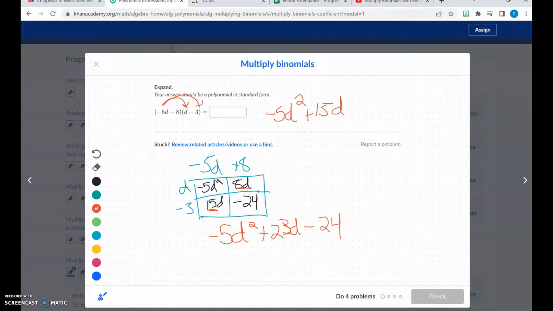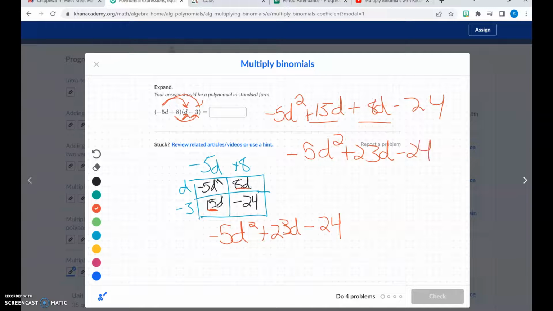Inside guy, 8 times d would be plus 8d. 8 times negative 3 would be negative 24. If I combine these two again, I should have negative 5d squared plus 23d minus 24, which should be the same thing as what I got here.